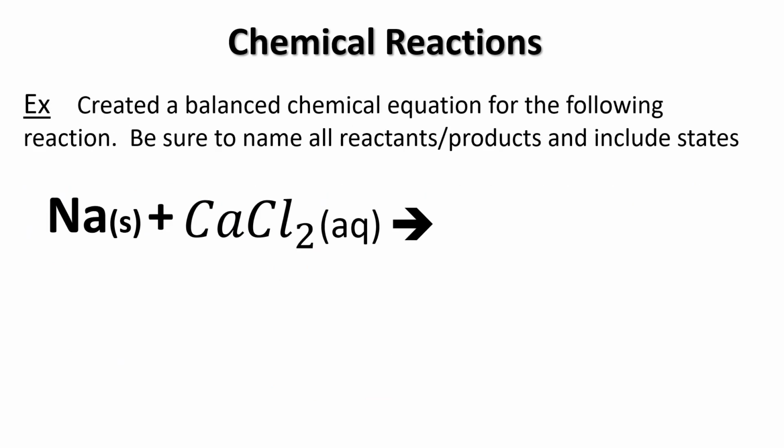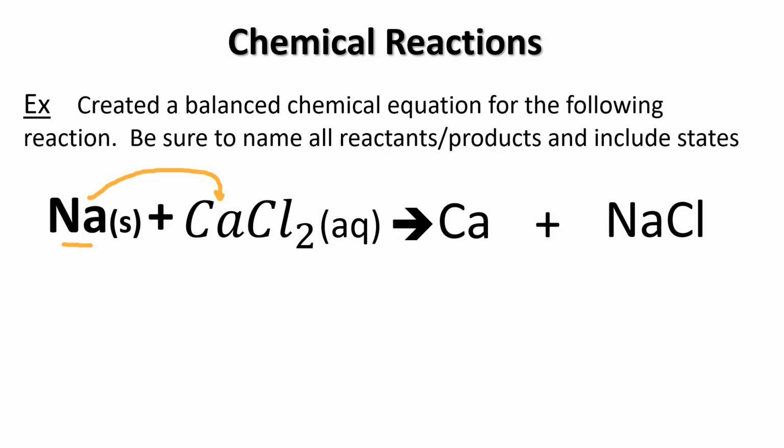So looking at this example here, we've got sodium. If you go to your periodic table and look it up, sodium's a metal. So it's going to switch places with the calcium, meaning calcium will end up by itself. And then the other compound is going to be made of sodium and chlorine, each of which have charges of 1. So our formula is just NaCl.